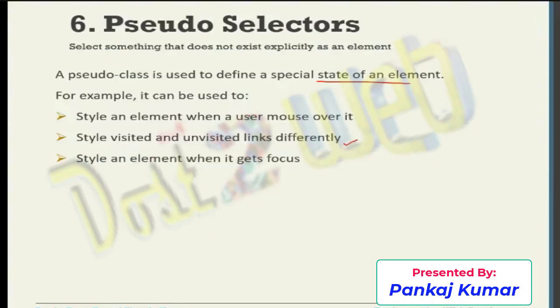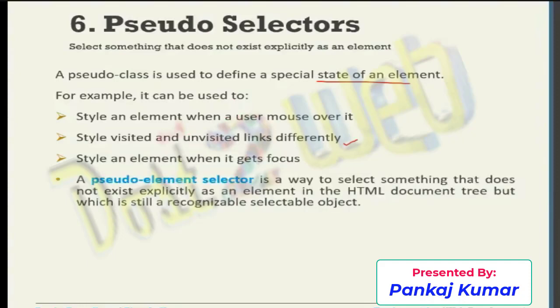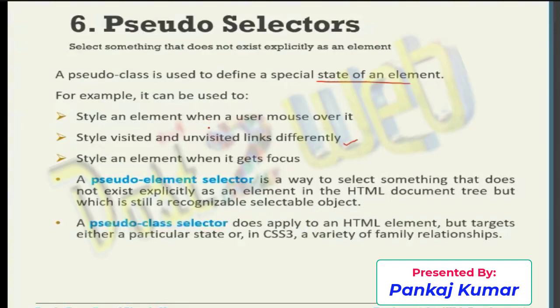When you want to focus on an HTML element, that also can be used. So the pseudo element selector is a way to select something that does not exist explicitly in the HTML document, but is recognizable to select the particular object. As I said, the link is there, and the moment you click, that link color gets changed. That does not exist beforehand, but the moment you click, it changes. That effect happens with the pseudo selector.